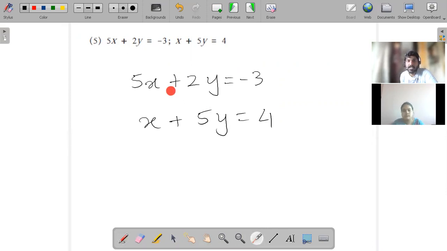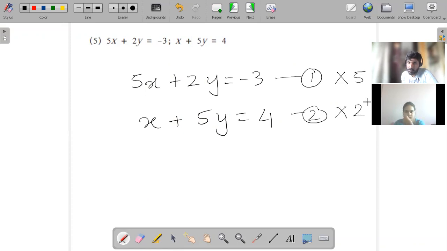Now here, if you see, here also there is a plus sign, and here also there is a plus sign. So what to do? Addition or subtraction? Subtraction. Now, will this term get cancelled? Here it is 2y and here it is 5y. Yes, it can get cancelled, but after multiplying first equation with 5 and second with 2. This is 1 and this is 2. You can do this.